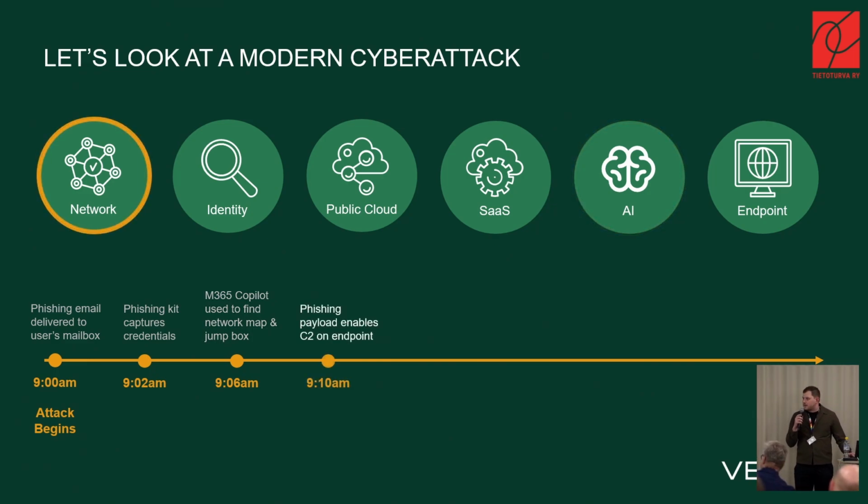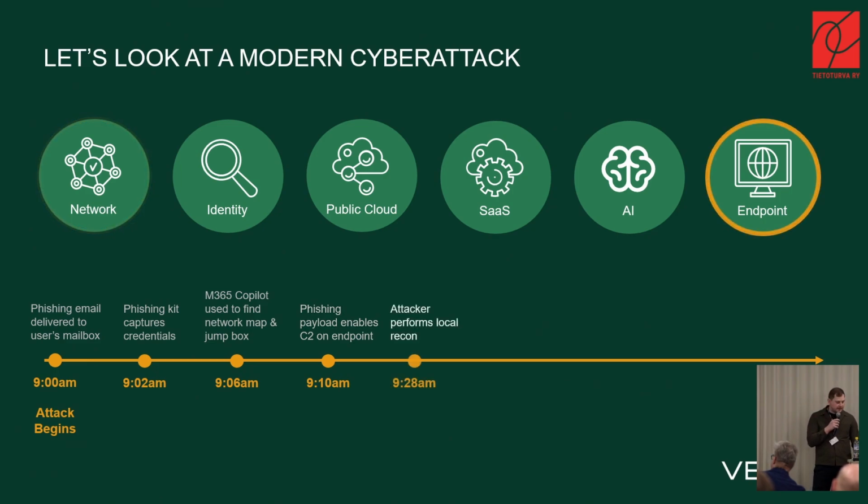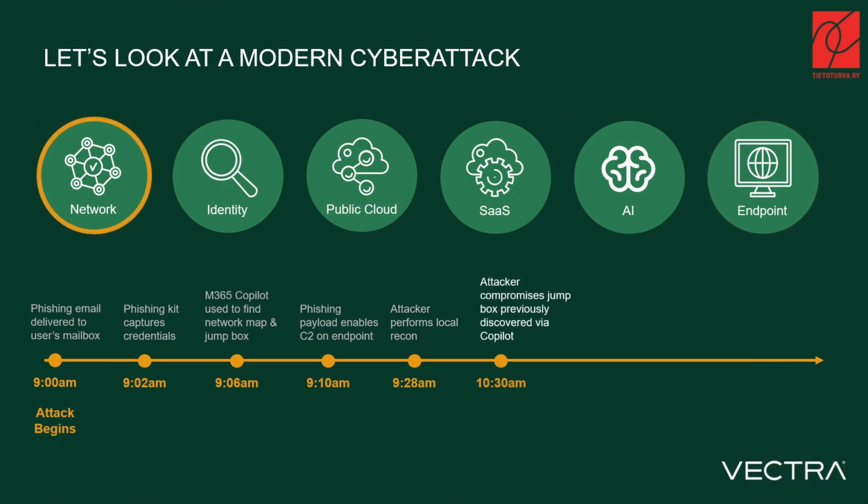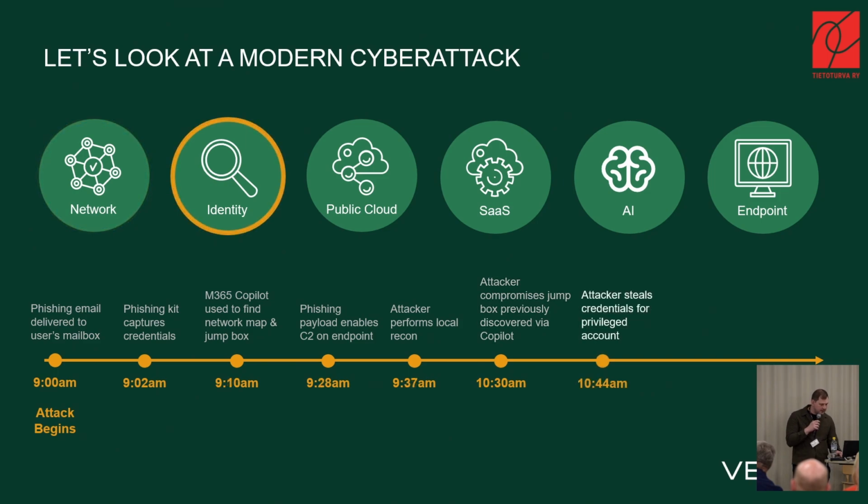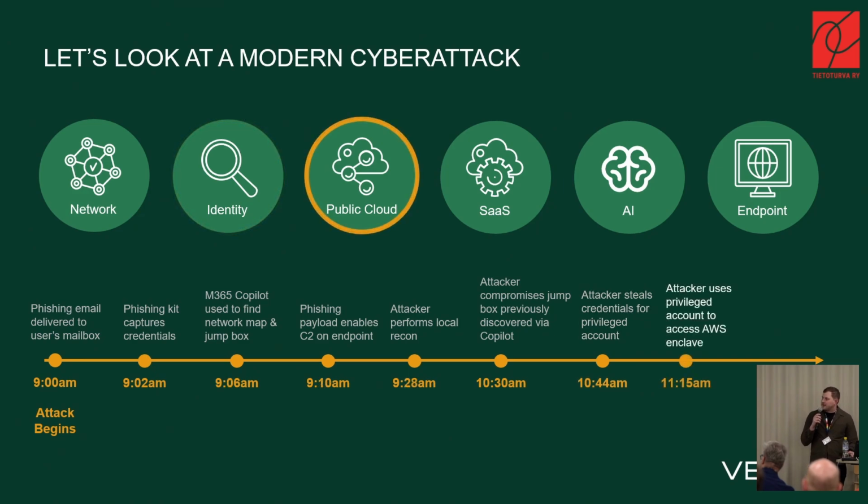And then at the same time, we are establishing a command and control connection on that endpoint. So we can do a little bit of local recon, try find where that jump box is, and use those credentials that we have gotten from M365, from that SaaS platform, into getting a deeper foothold into the network and moving laterally. And then from the jump box, we steal some credentials to a privileged account, and we use those credentials to move into AWS.